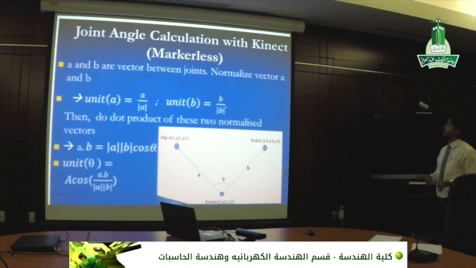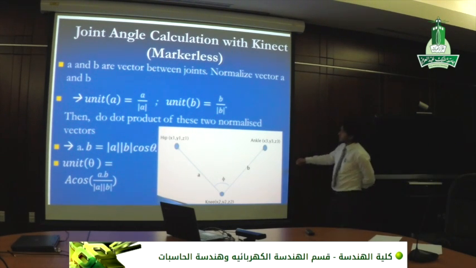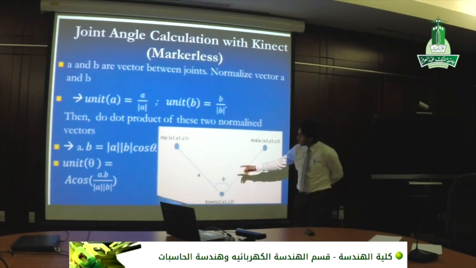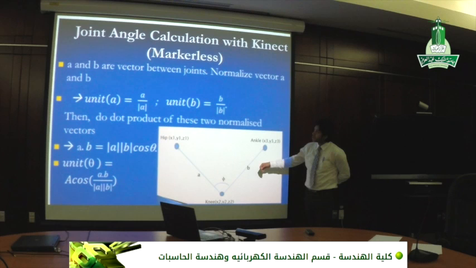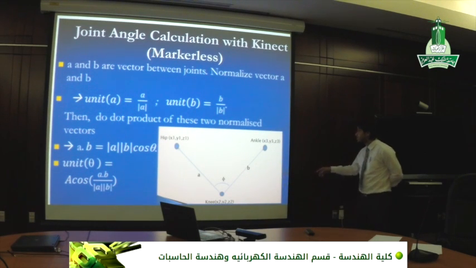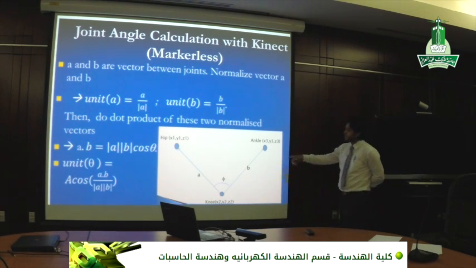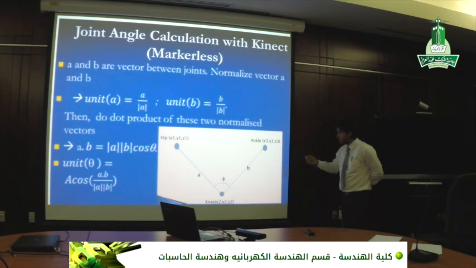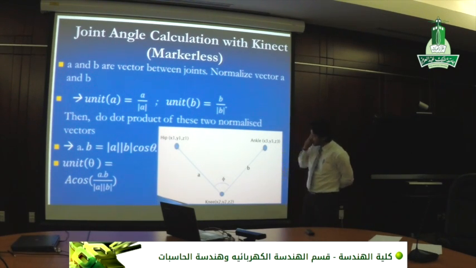Now we will talk about how the angles were calculated for the Kinect data as a markerless system. In this figure, we can see that there are 3 joints: hip, knee, and ankle, providing x, y, and z coordinates. A and B are the vectors between the joints. In order to calculate the angle between the joints, we use cos theta equals a dot b upon the norms of vectors a and b.